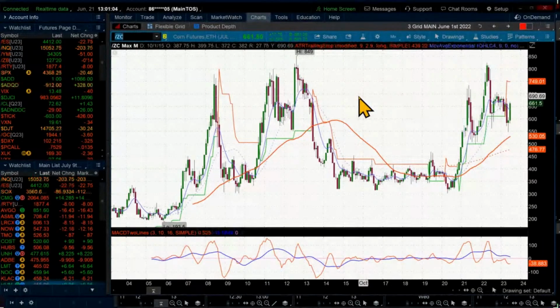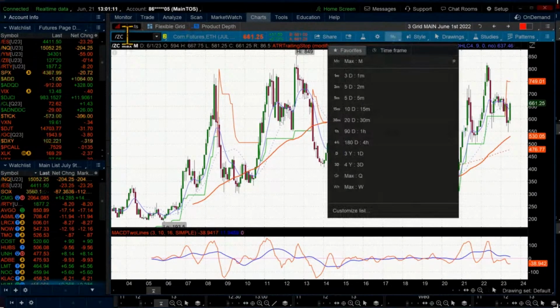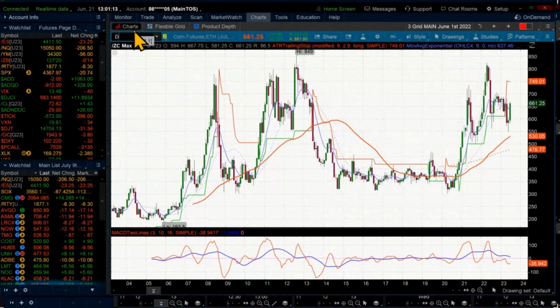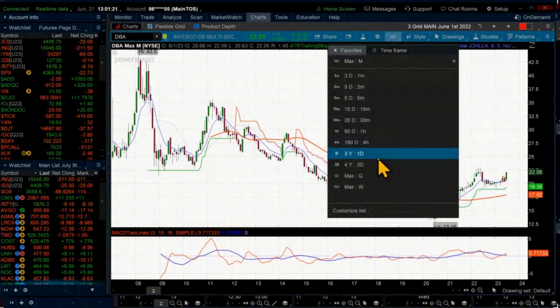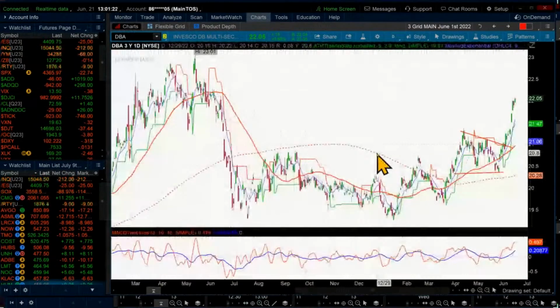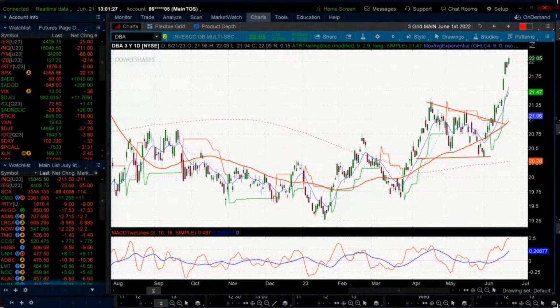Now, I'll show you something similar about a swing trade, and we're in it. So you go to the DBA. This is the agricultural ETF. You see on a monthly, it looks pretty darn good. But go and check it out on a weekly or a daily. There's a bull flag for you. Do you know exactly where to get out? No, you don't know exactly where to get out.